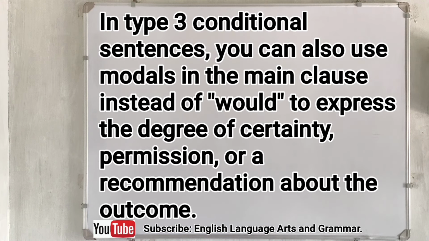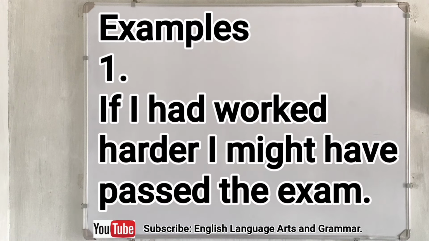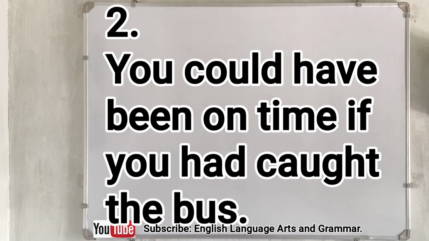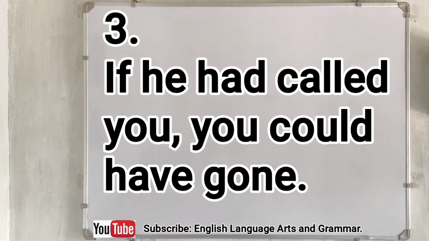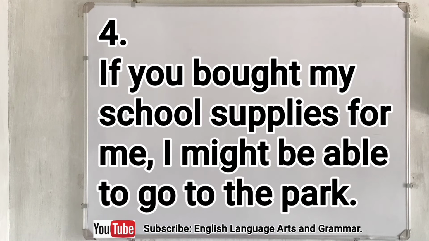In Type 3 conditional sentences, you can also use modals in the main clause instead of would to express the degree of certainty, permission, and recommendation about the outcome. Let us learn some examples. Example 1. If I had worked harder, I might have passed the exam. Example 2. You could have been on time if you had caught the bus. Example 3. If he had called you, you could have gone. Example 4. If you bought my school supplies for me, I might be able to go to the park.